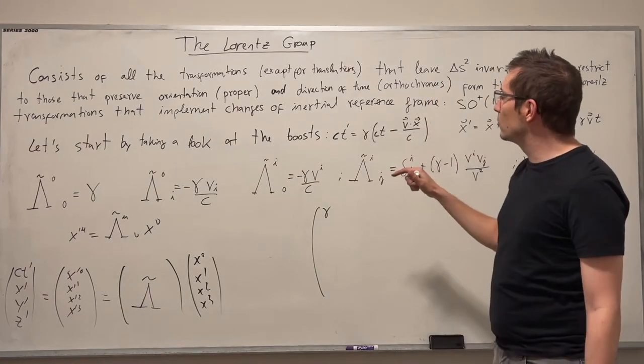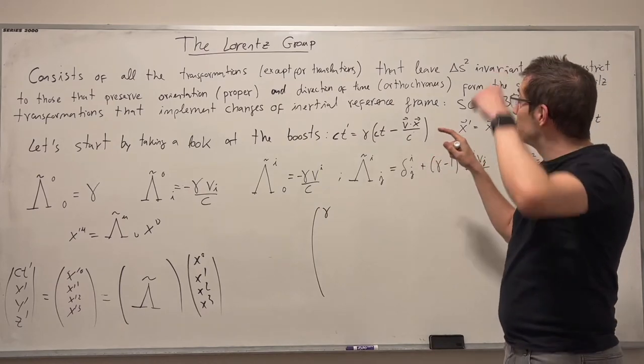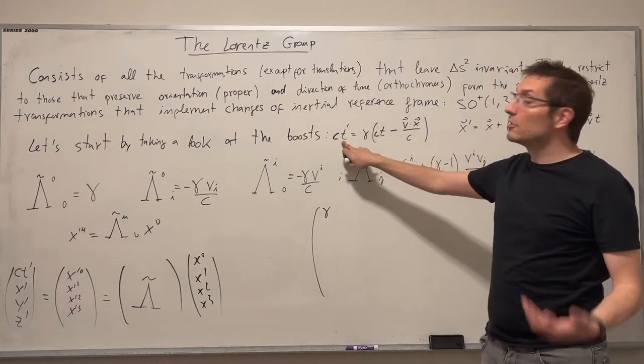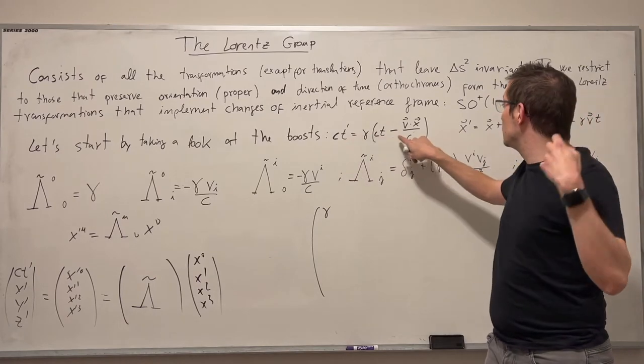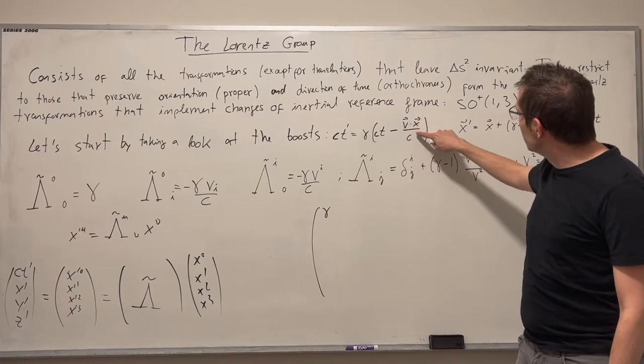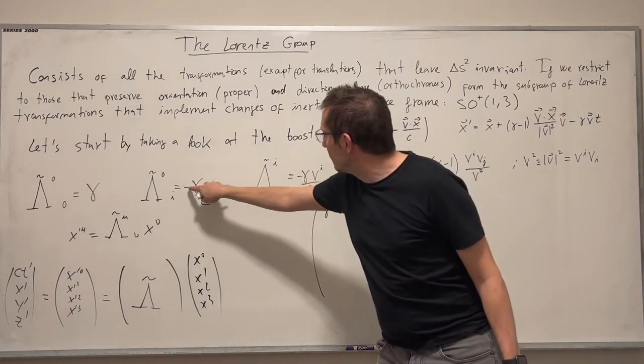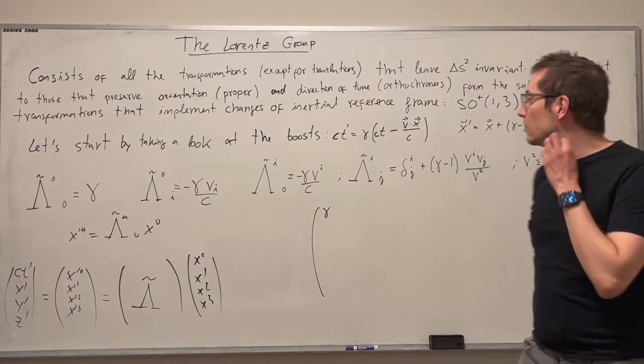What about the second one? What about the 0i component? Very easy. What is the coefficient in the equation for ct prime that multiplies xi? Well, it's minus v divided by c, and then with a gamma, of course, that I forgot. So minus gamma vi divided by c, those are the coefficients.